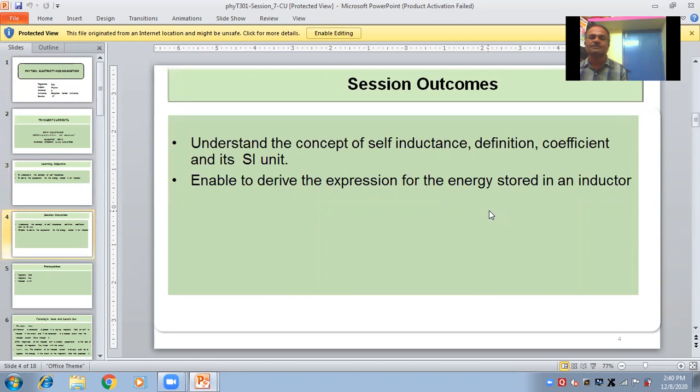Session outcomes. At the end of this session, we should be able to tell what self-inductance is, its definition, its coefficient, and what is the SI unit of self-inductance, and also be able to derive the expression for the energy stored in an inductor.